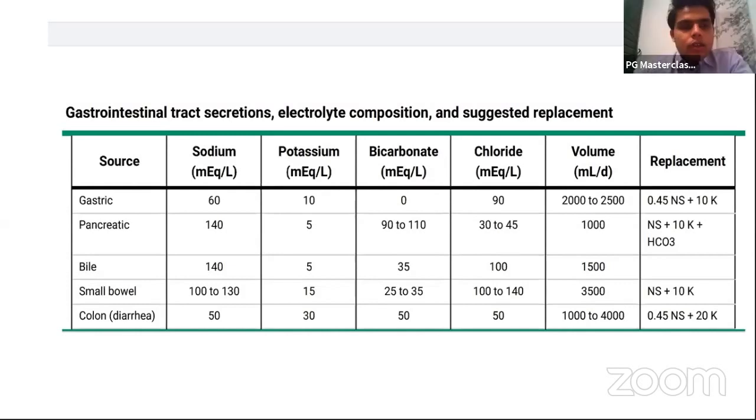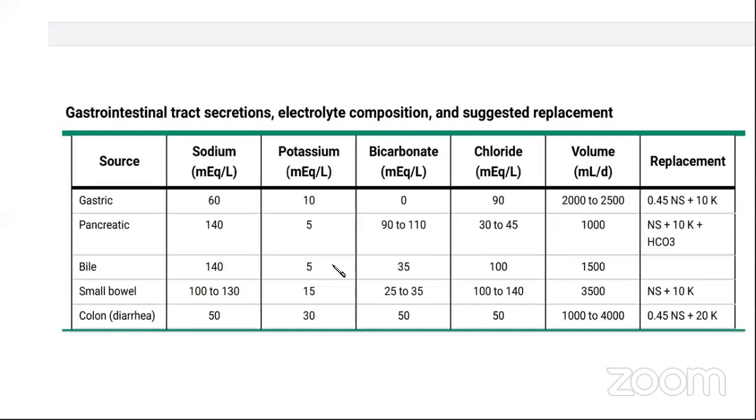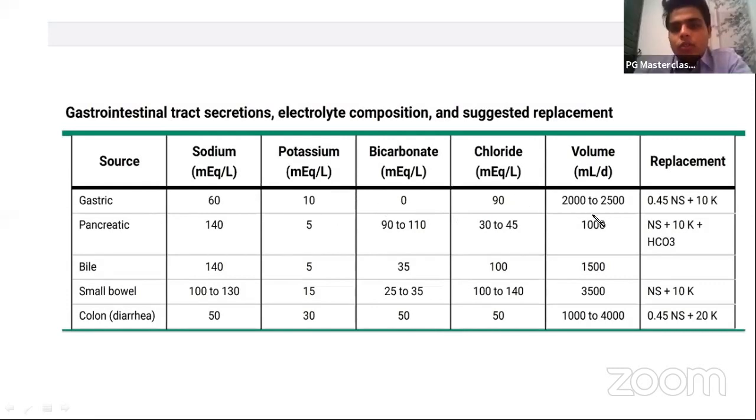Regarding the replacement of fluid in case of gastric fistula, there is more loss of chloride and sodium, so half NS with 10 units of potassium can be given as replacement. In case of small bowel fistula, there is loss of isotonic sodium with potassium around 15 milliequivalent per liter, so normal saline with 10 units of potassium can be given. In case of colonic fistula, the sodium loss is less but the potassium loss is more, so RFNS with 20 units of potassium can be given. In case of pancreatic fistula, there is more loss of bicarbonate, so normal saline with 10 units of potassium with bicarbonate should be given.